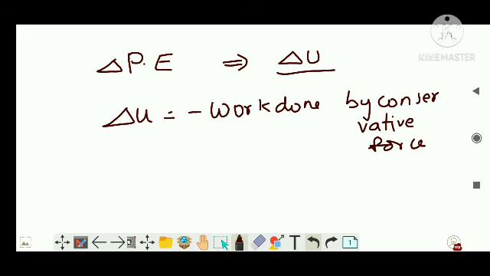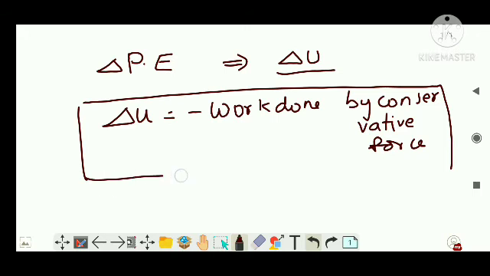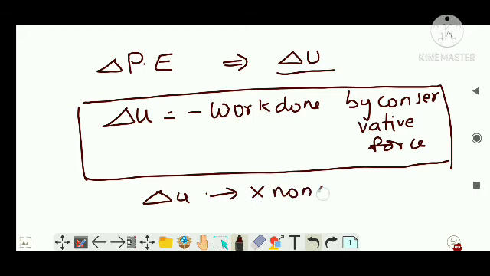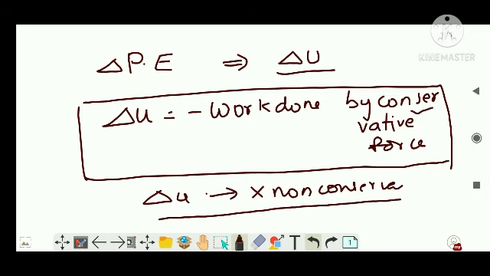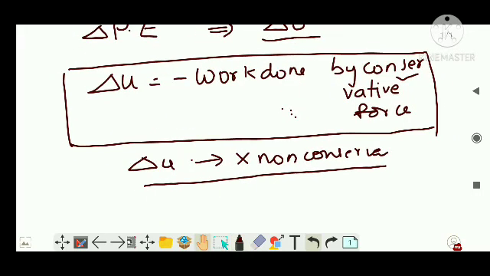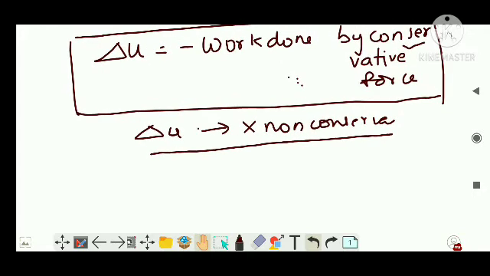Okay, so what is change in potential energy? It is equal to the negative work done by the conservative force. Delta U, the change in potential energy, is not defined for non-conservative force. Keep that in mind. It is only for conservative force. Clear? The work done by a conservative force is actually stored, or used, for changing the potential energy. That is its meaning. I am telling you again.